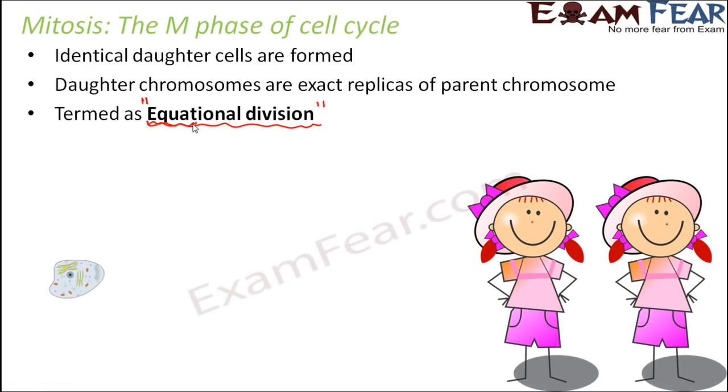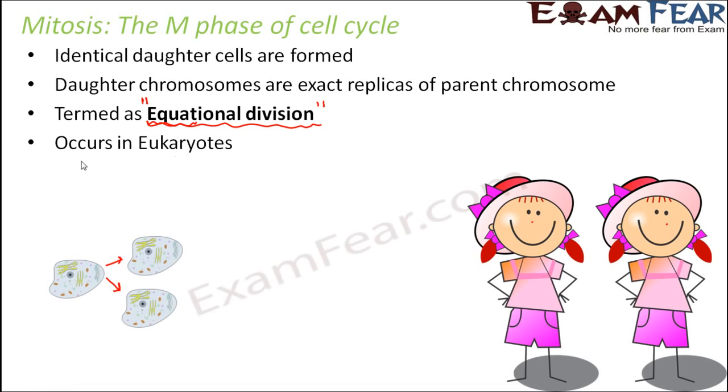So if you have a parent cell, it gives rise to two identical daughter cells. That means the parent cell is dividing things equally between both the daughter cells, so that both of them are exactly similar. This occurs in eukaryotes. As I mentioned before, it is not seen in prokaryotes because prokaryotes do not have nuclear membrane, nucleus or nucleolus. Now, why do you need nuclear membrane, nucleus and all those things for mitosis? That you will get to know when we study the process of mitosis in detail.